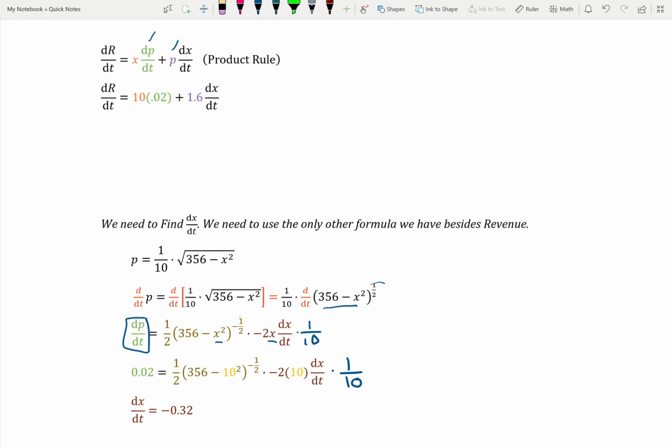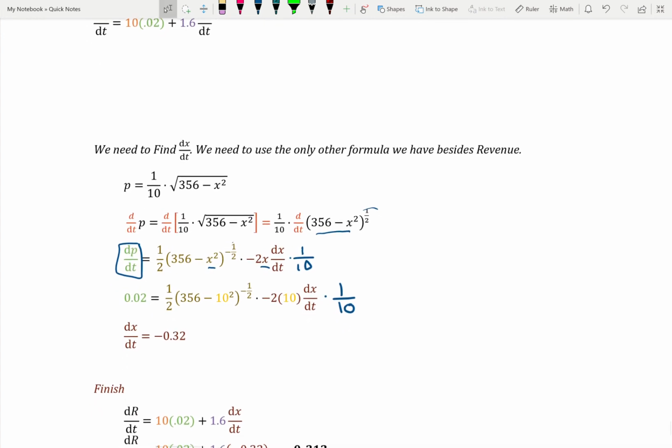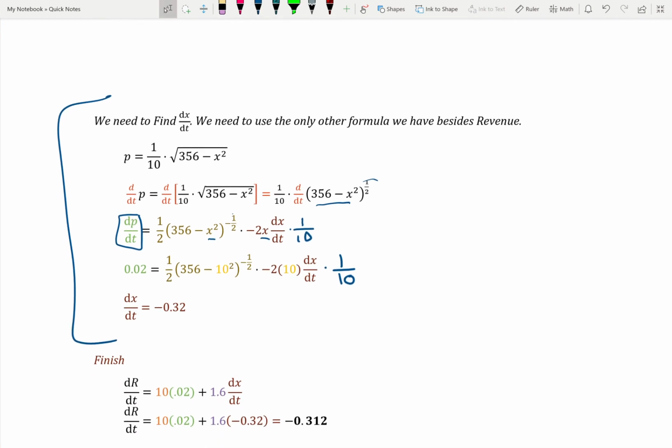Okay, so let's just finish this guy then. So this was where we left off before we took this aside. We're just going to fill in what we found for dx/dt, and we're left with minus 0.312. So that's the change in revenue over time at that point when x equals 10.